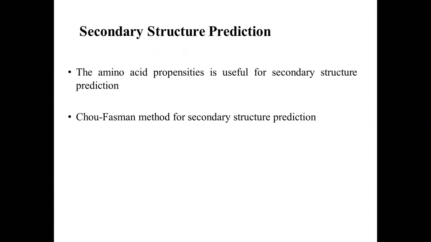Secondary structure: the amino acid propensities are useful for secondary structure prediction. The Chou Fasman method for secondary structure prediction. What are propensities? I always told you guys to break the query, then you can easily solve it. So here we have a statement: the amino acid propensities are useful for secondary structure prediction. If we want to predict a secondary structure, we should know the propensities of amino acids. We know about secondary structure, we know about amino acids, so we should know about propensities, and then we will break this query. So, does anyone want to tell me the meaning of propensities or propensity?